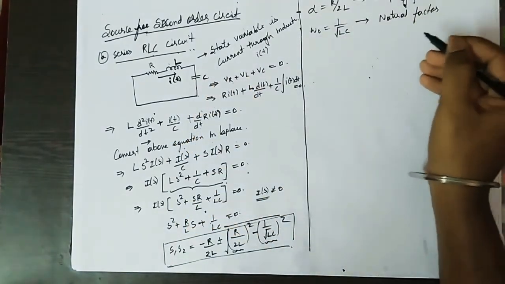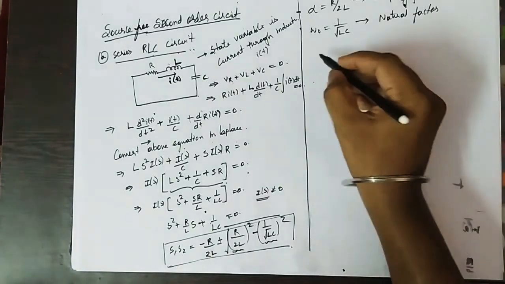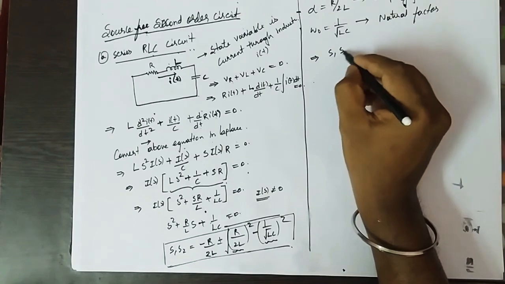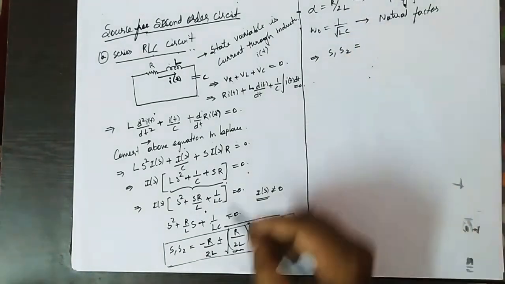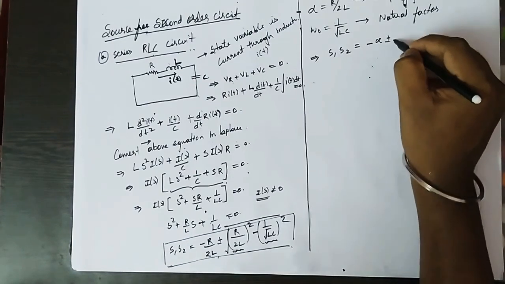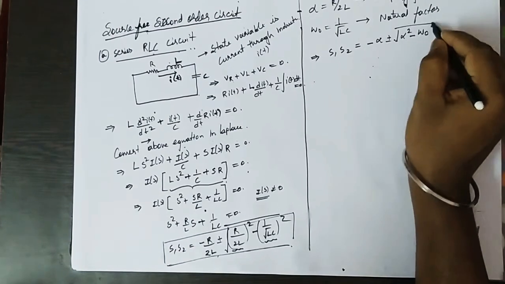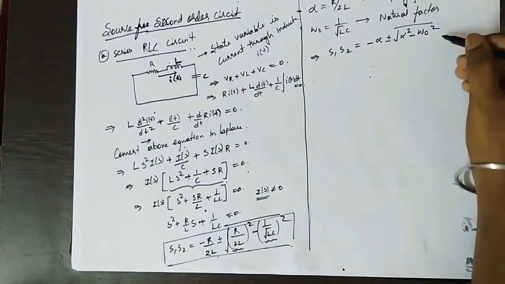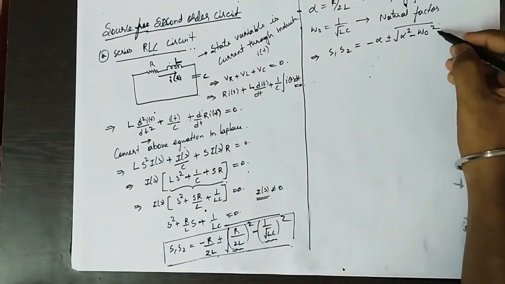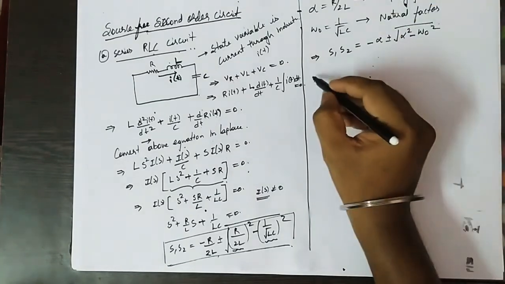Okay. So substitute these two in this equation. It will give s1, s2 equal to minus alpha plus or minus root of alpha square minus omega naught square. Okay, here we got the roots. This is the main equation we need to know. So based on these alpha and omega values, we have three cases here.